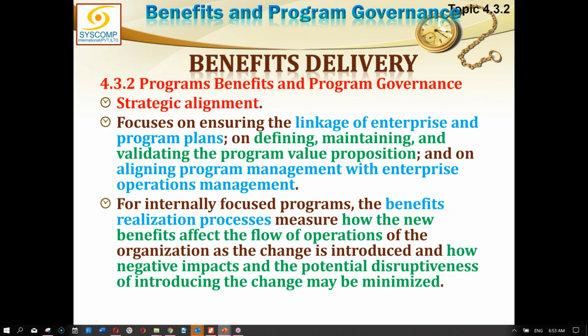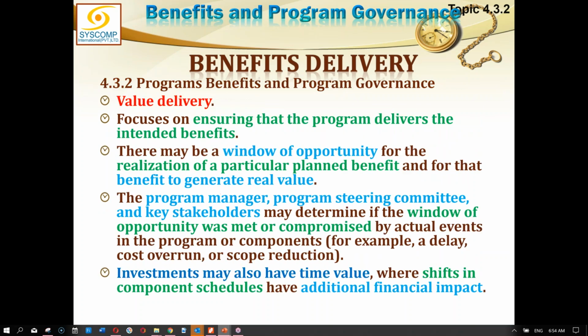For internally focused programs, the benefits realization process measures how the new benefits affect the flow of operation of the organization as the change is introduced, and how negative impacts and the potential disruptiveness of introducing the change may be minimized. So, if the benefit is to be transferred within the organization, then we will look at these things, and if it is to be handed over, then we are looking at the value proposition.